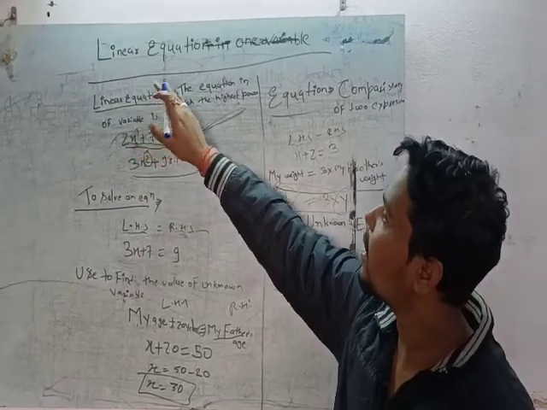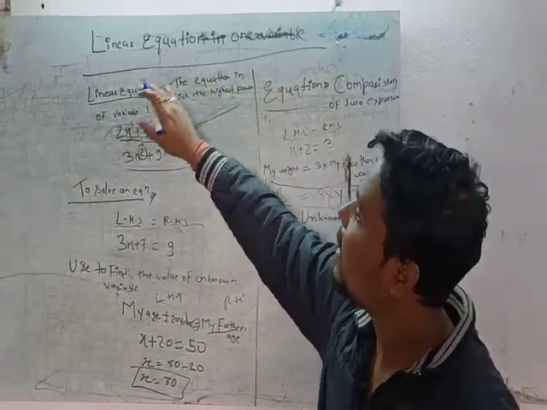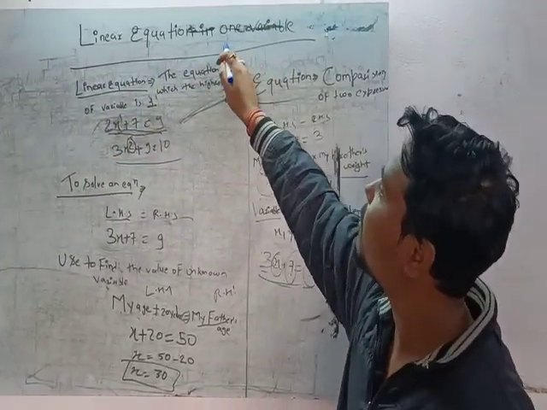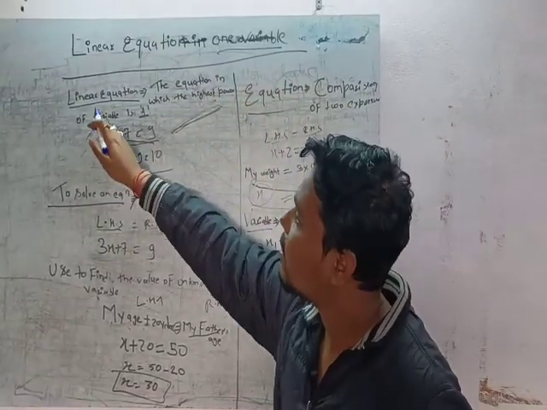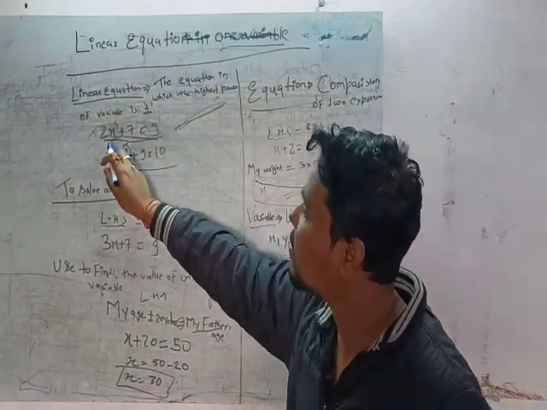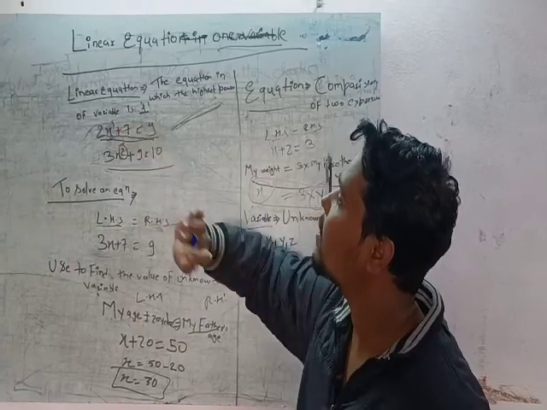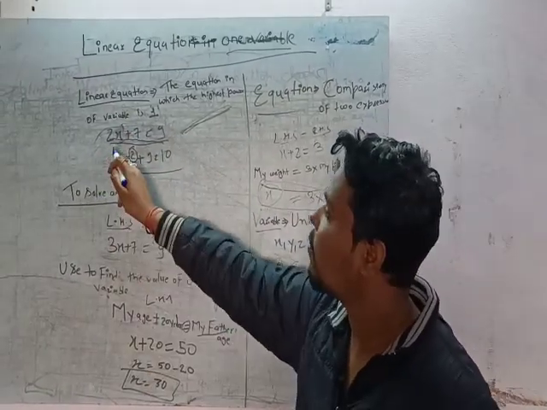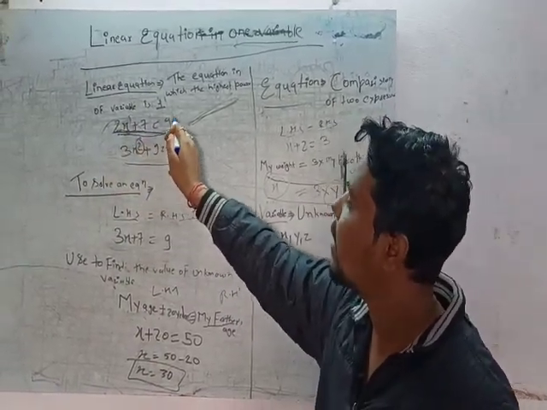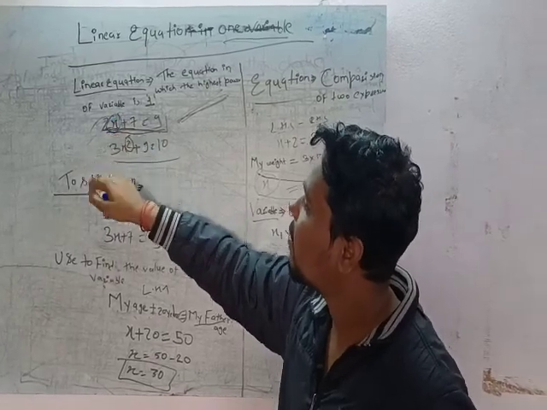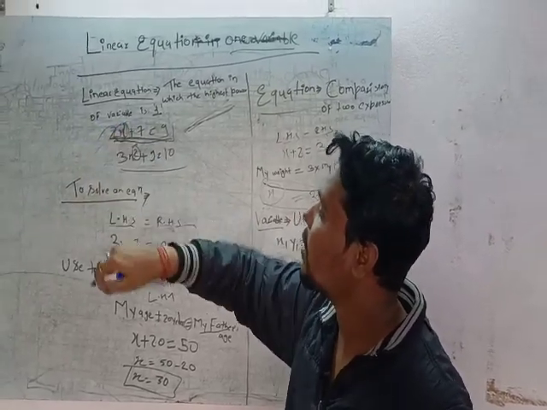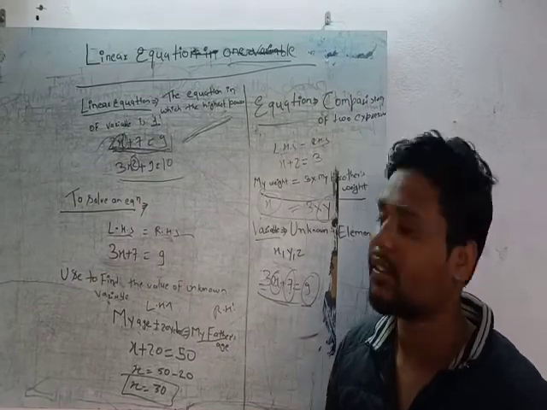So what does linear equation in one variable mean? Any equation in which we have one variable and the highest power of that variable is 1. This is a linear equation in one variable. For example, 2x plus 7 equals 9. Here we have one variable whose highest power is 1. So this is an example of a linear equation in one variable.